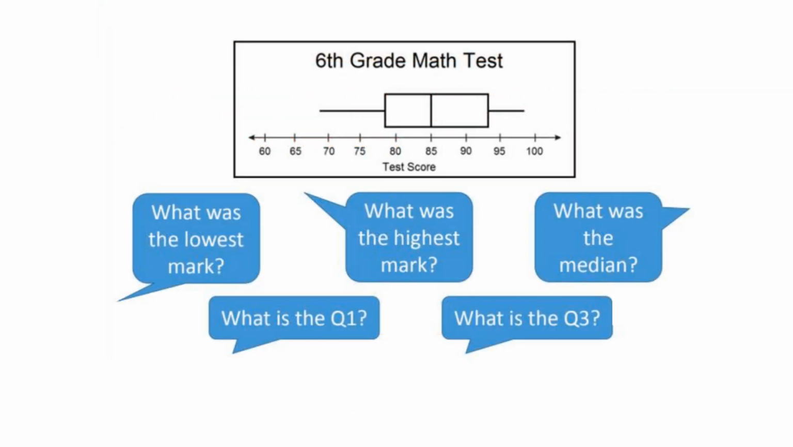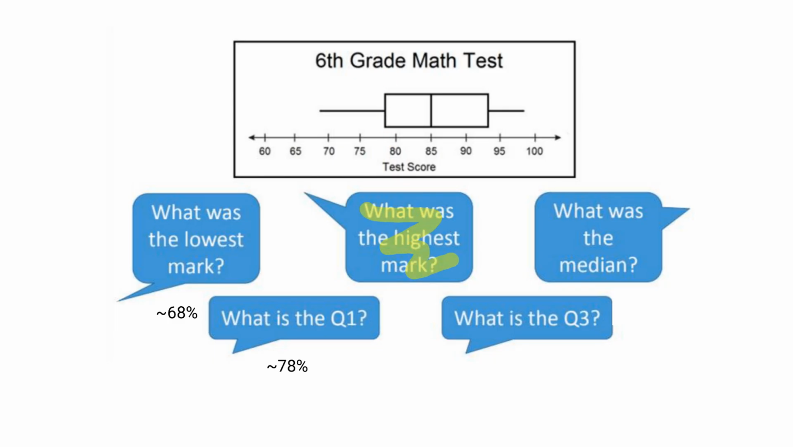Let's look at an example here. The first question says, what is the lowest mark? So the lowest mark is going to be the minimum, and if we look at our chart there, we can see that it comes out at approximately 68%. Then it says, what is Q1? Well, that's our first quartile mark right there, and if we look closely, it's probably at about 78%.